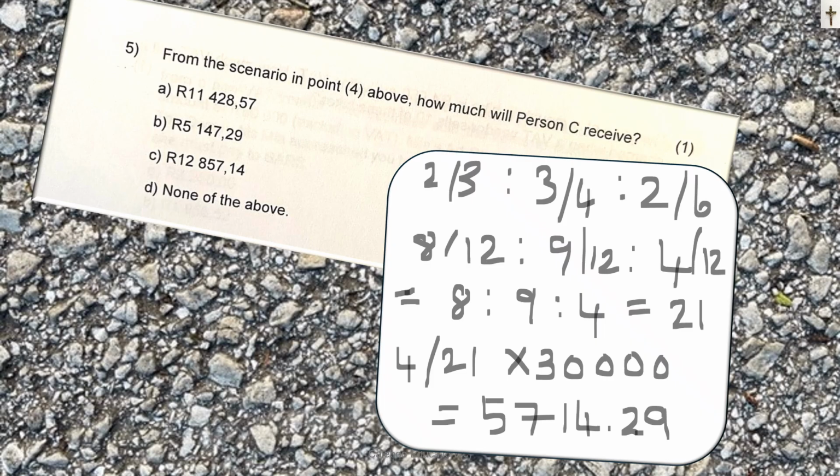Number 5. From the scenario in the previous question, how much will person C receive? Their sharing ratio was 2/3 to 3/4 to 2/6. What we did was find the lowest common denominator of 12 in the previous question.